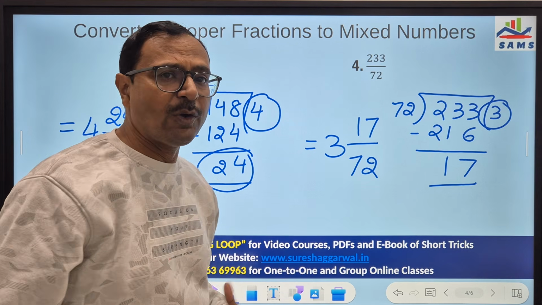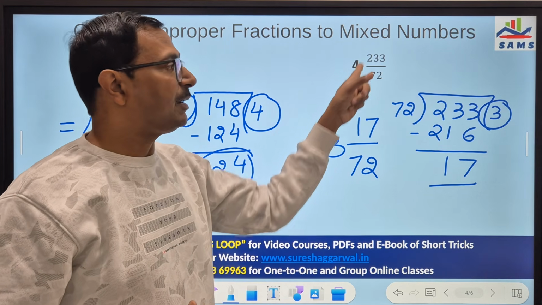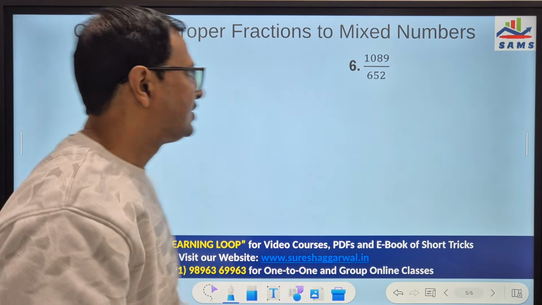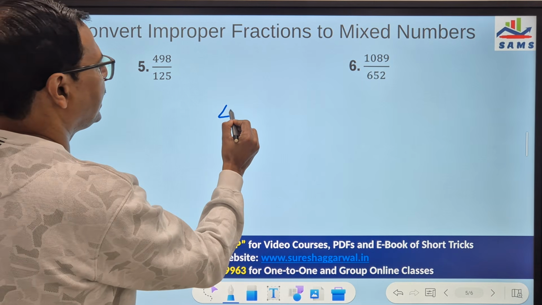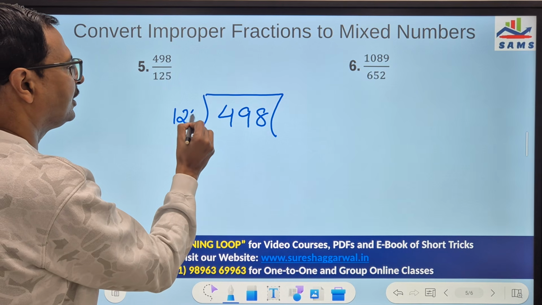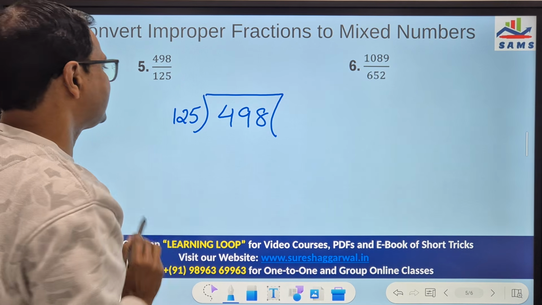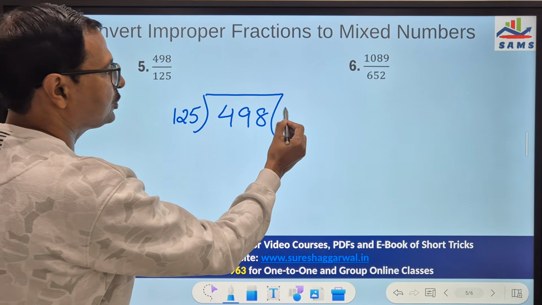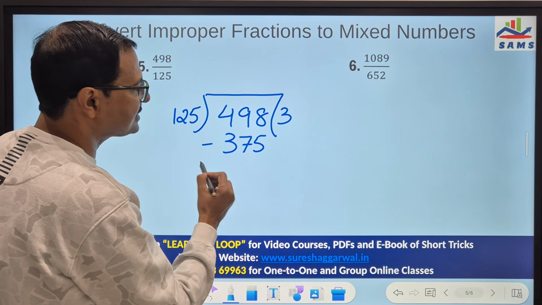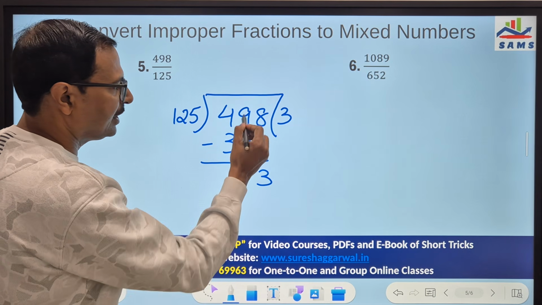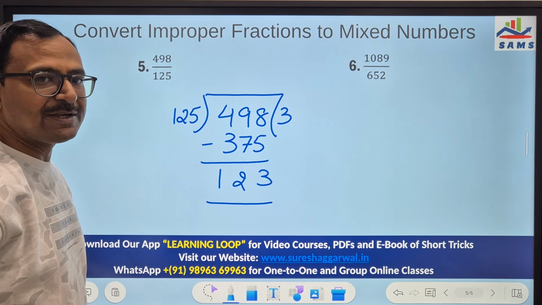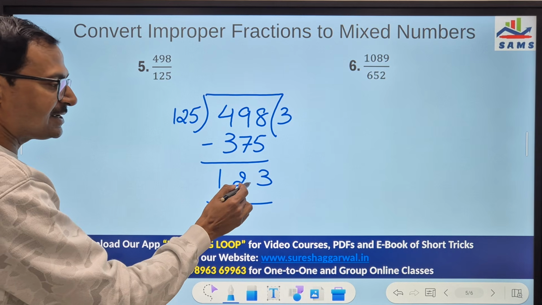Likewise, see, I can go on and on, but I can only increase the numbers. The concept remains the same, but you have to be very good in your division skills. So here we have 498 and I need to divide that by 125. Now I know that 125 4 times is 500, but I have to do 3 times because it will give me 375. So when I subtract, I get 3, 2 and a 1. And now see, 123 is smaller than 125, so I can't proceed further, and this itself is the remainder.